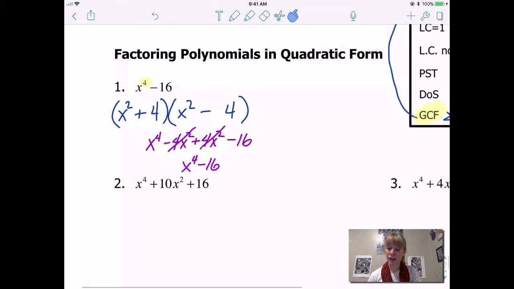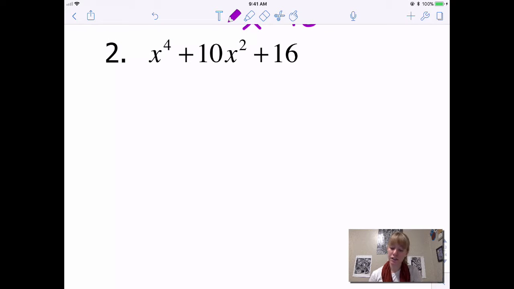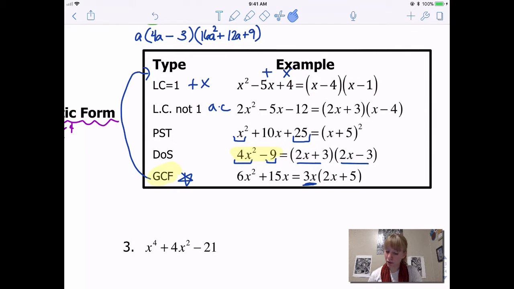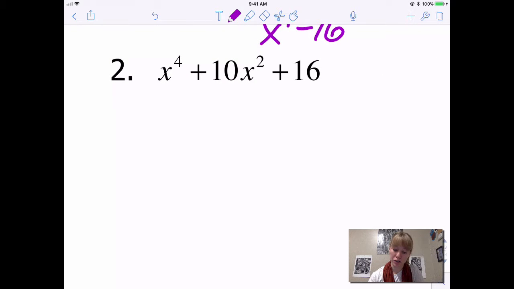That's kind of going to be the story of all of these in quadratic form. This means it's not quite what we've seen before, but it looks a lot like it. Usually this is when we have an x to the 4th power going on. So let's look at number 2, x to the 4th plus 10x squared plus 16. And I want to think it's not quite what I've seen before, but I may have seen something a lot like it. So if I go back over to my box, I think that one looks most like our add multiply problems, specifically because our leading coefficient is just a 1.